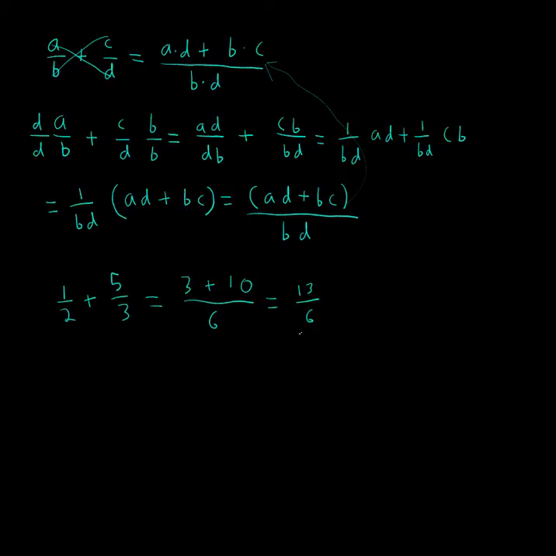So this is an improper fraction, if you remember from the last video. If we would like to convert this to a proper fraction, all we would do is take 6 and 13. How many times does 6 go into 13? 2 times. So 2 times 6 is 12. We subtract, and we get 1. And so from this, we get 13 sixths equals 2 and 1/6. So this will be the result of 1/2 plus 5/3. Okay.